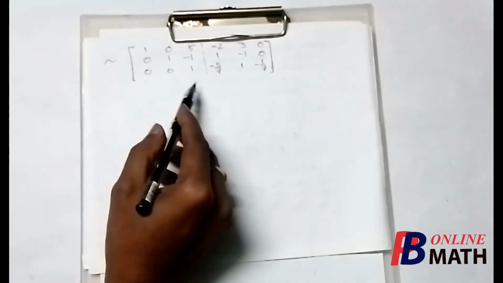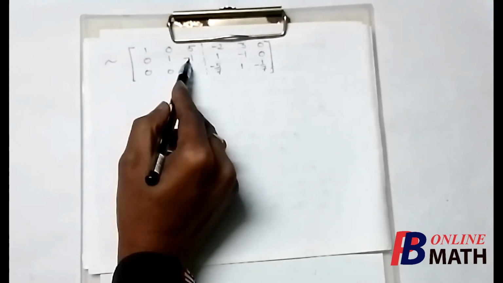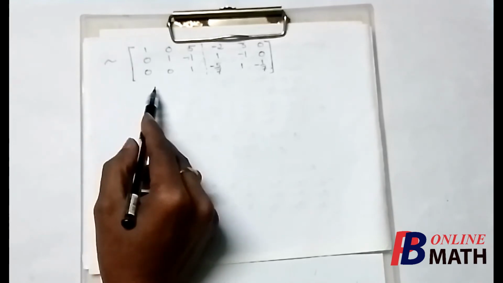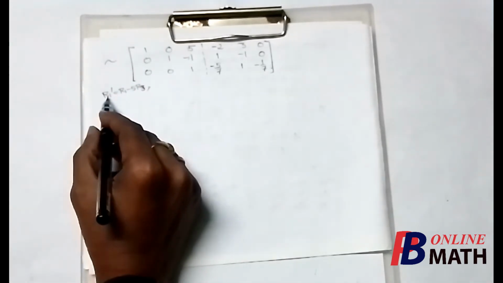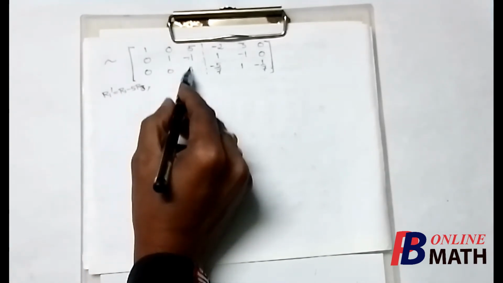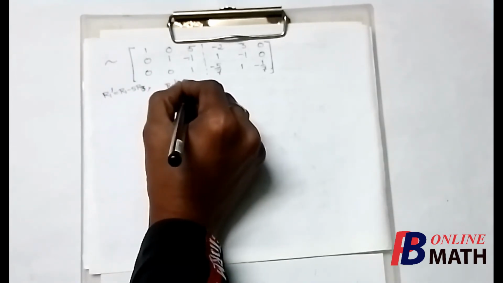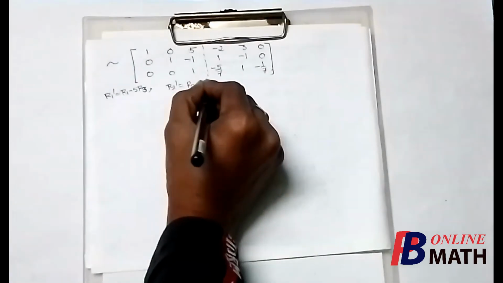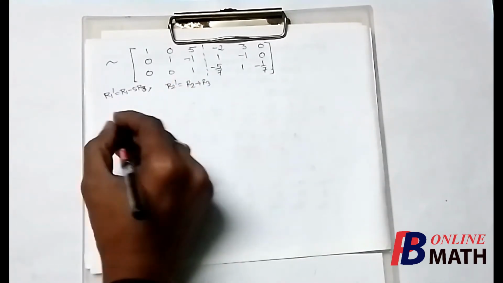Next, our target will be to make these two elements 0. If we can make these two elements 0, then the left hand side will be the identity matrix. For that, we shall apply this operation, R1 dash equal to R1 minus 5R3. So R1 minus 5 into R3, and R2 dash will be equal to R2 plus R3. If we apply this operation, then this element will be again 0.